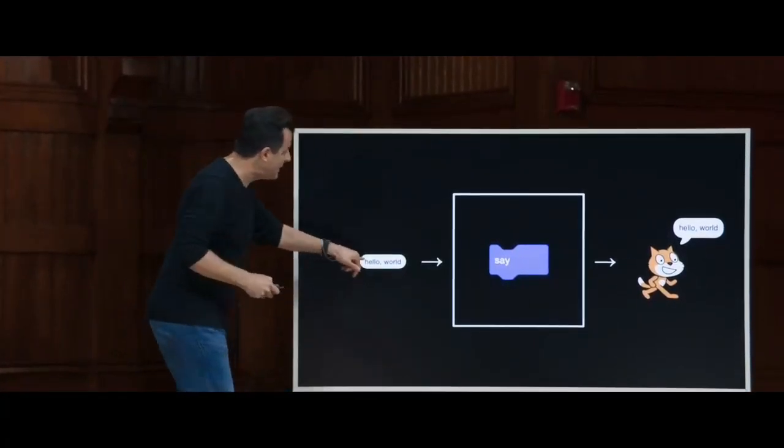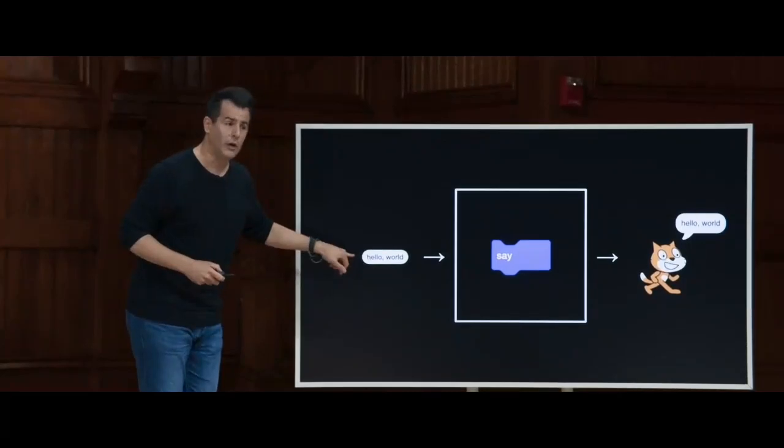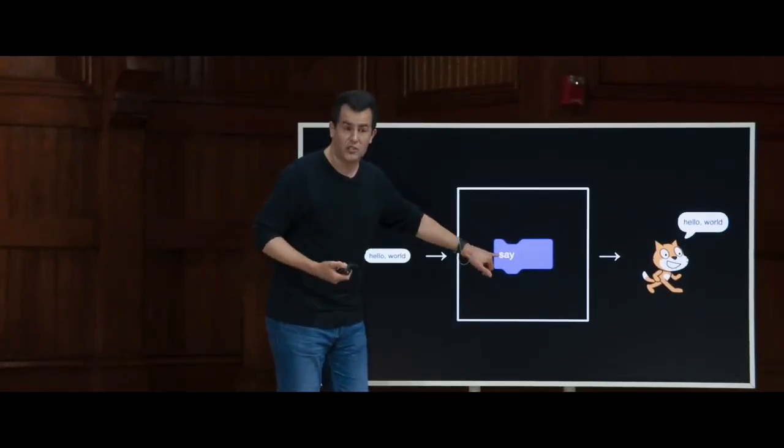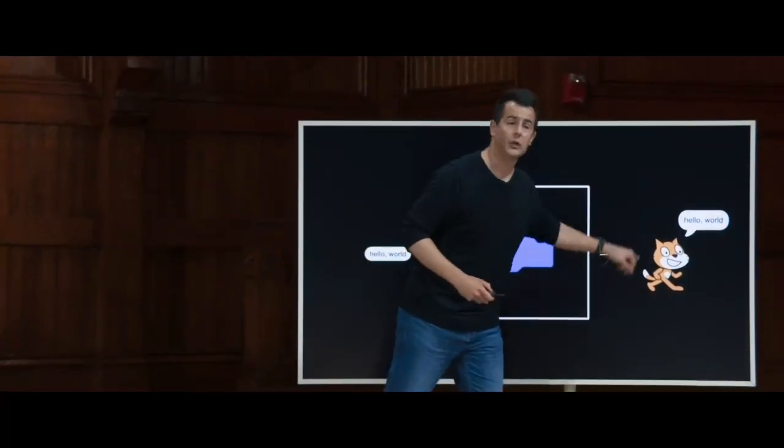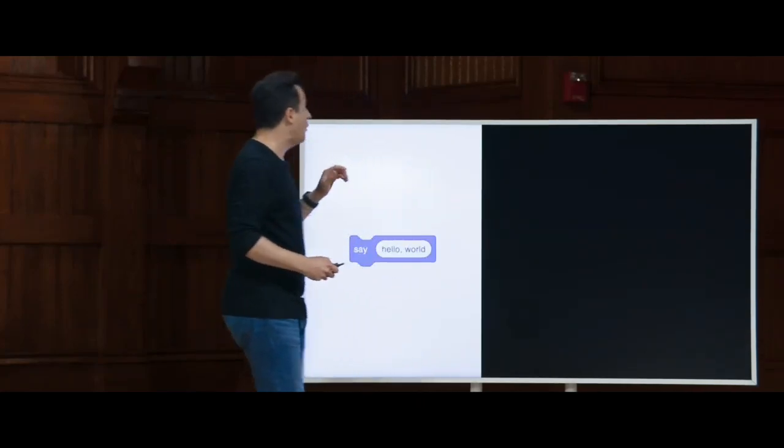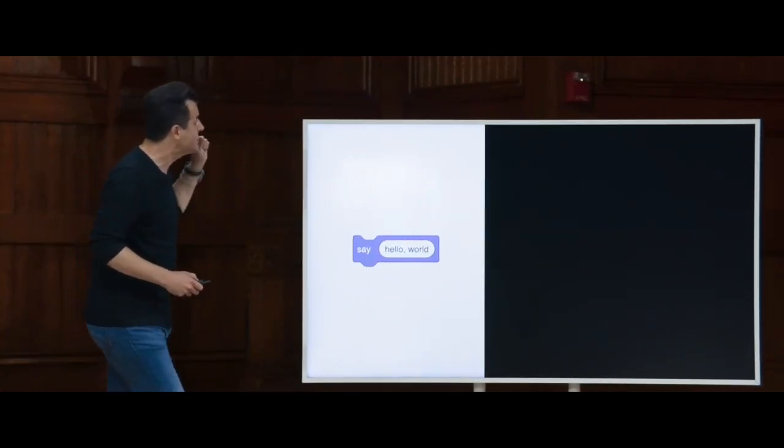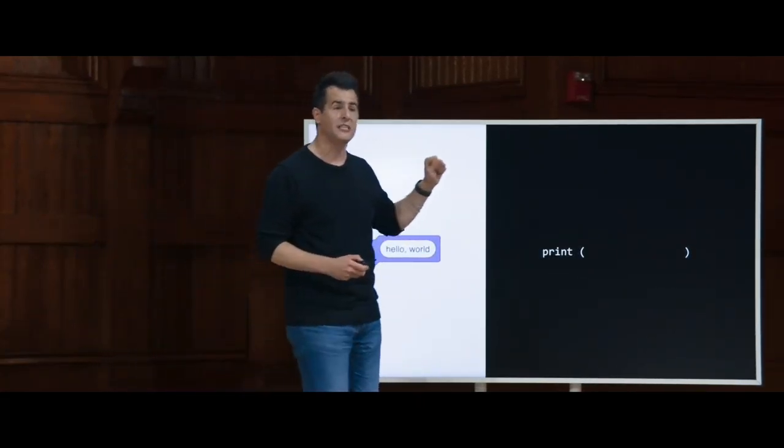So just like this, then, we had the white oval as input. The say block was the function last week, and then we had this side effect. Well, how do we compare these things left to right? Here's the say block at left. Let's compare now to the C code at right.